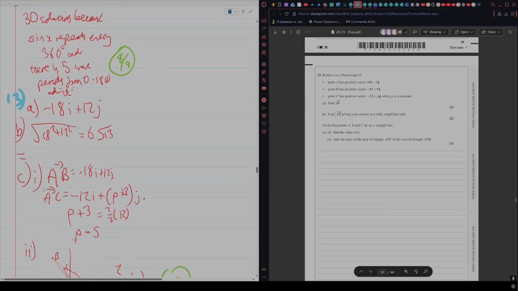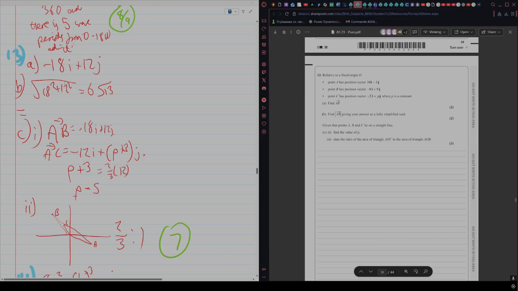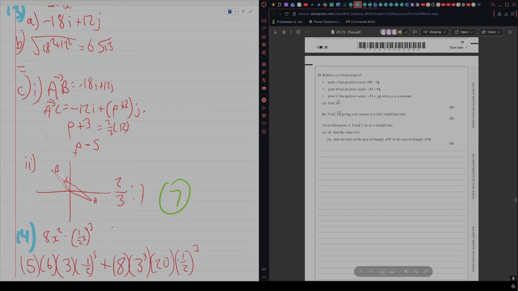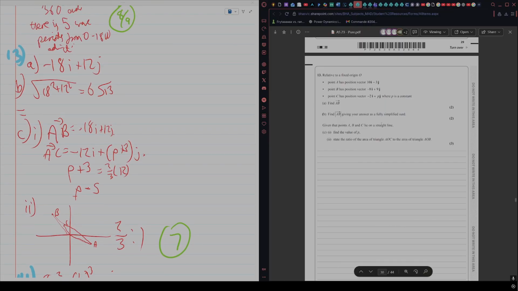Next question, we have some more vectors, so this is again not very important. You just find AB, the same as last time, you just put the vectors together. Find mod AB, again literally the same as last paper, you do the Pythagoras. Then this is an interesting question actually. I kind of just completely guessed this last part and got it right. But anyway, we're finding the value of P here for C, given that they lie on a straight line.